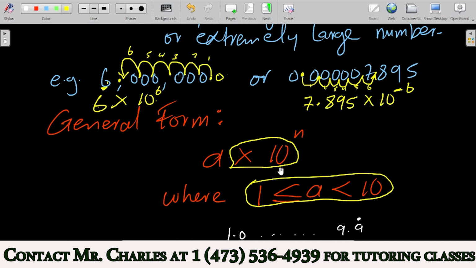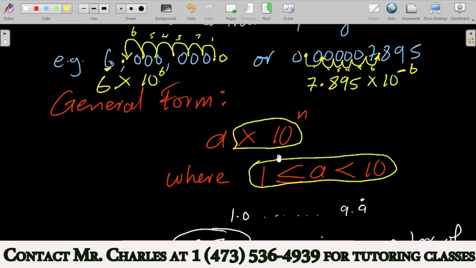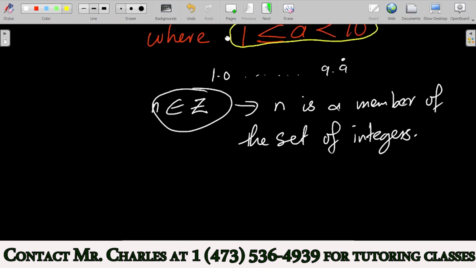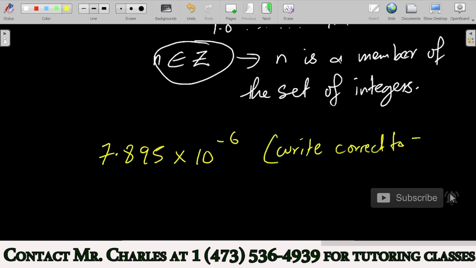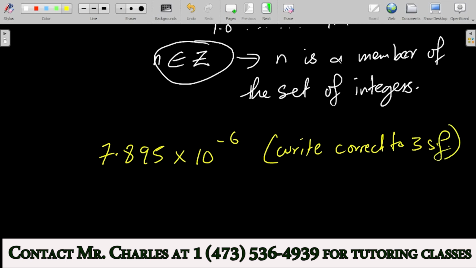And sometimes you may be asked to express it to a certain number of significant figures. So let's take the second one, 7.895 times 10 to the power of negative 6. Let's say we want to write that correct to 3 significant figures. Now, how many significant figures are here in the first place? Well, we have 1, 2, 3, 4 significant figures. We only want it correct to 3 significant figures. So we count 1, 2, 3, and after the third significant figure, we draw a line.